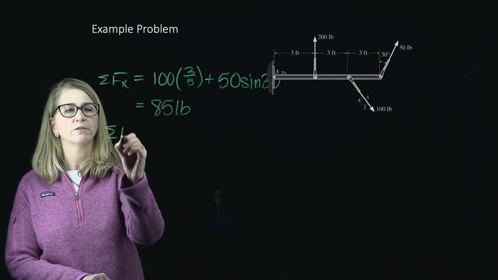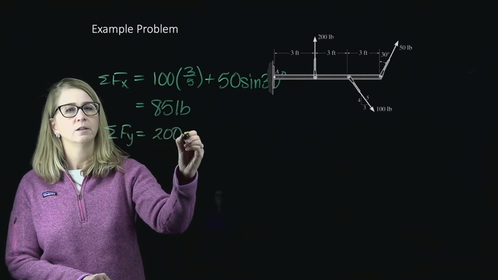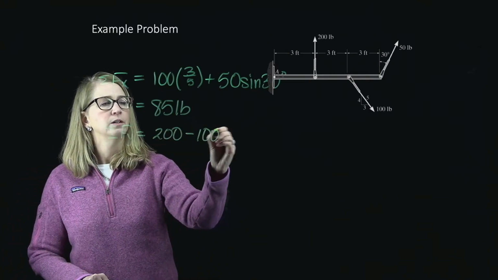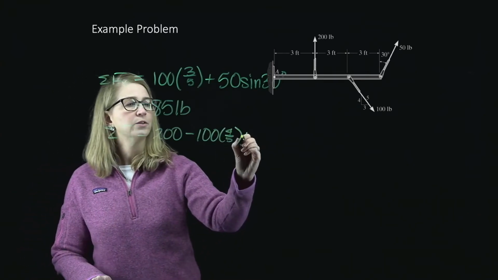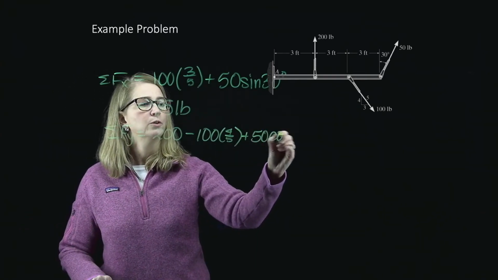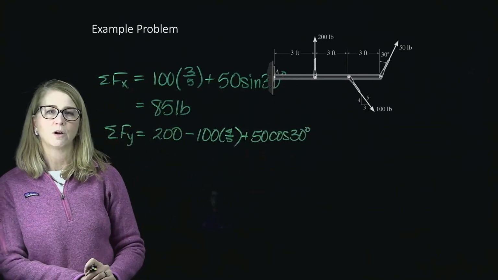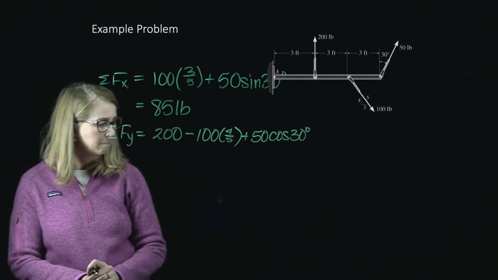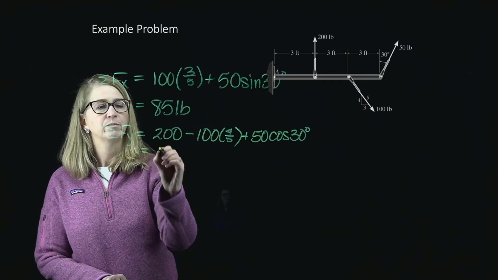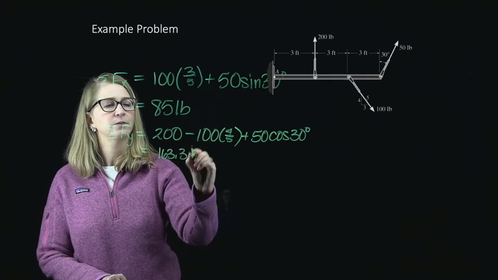Now let's look at the forces in the y direction. We have 200 minus 100 times 4/5, and then plus 50 times the cosine of 30 degrees. And so those are all the y components of the forces that we see acting on the beam, and they're going to add up to be 163.3 pounds.